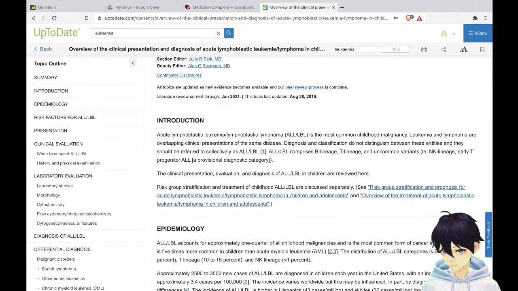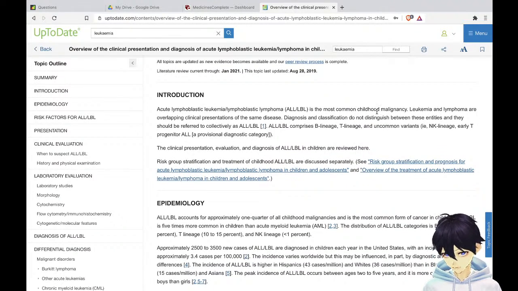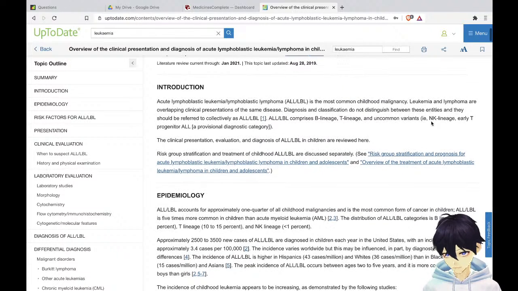Acute lymphoblastic leukemia, ALL, or lymphoblastic lymphoma, LBL, is the most common childhood malignancy. Leukemia and lymphoma are overlapping clinical presentations of the same disease. Diagnosis and classification do not distinguish between these entities, and they should be referred to collectively as ALL or LBL.